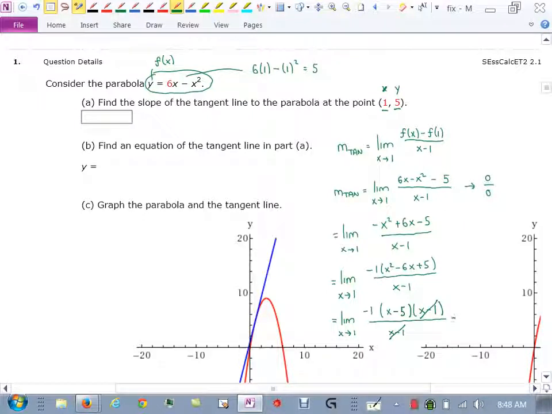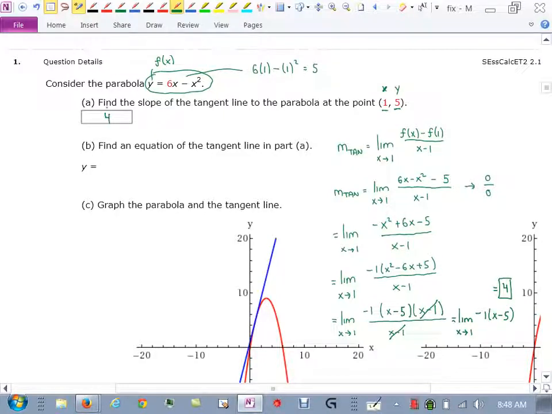So all you're left with is the limit as x approaches 1 of negative 1 times x minus 5. If I now let x become 1, we get 1 minus 5, which is going to give me negative 4. But then I multiply it times negative 1, so I get 4. So the slope of the tangent line here should be 4.